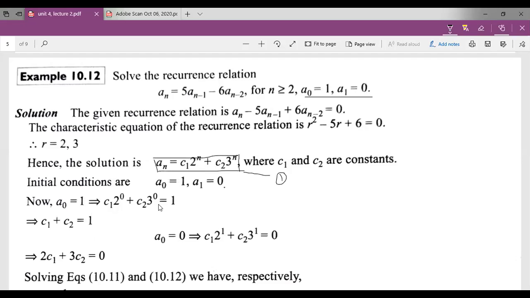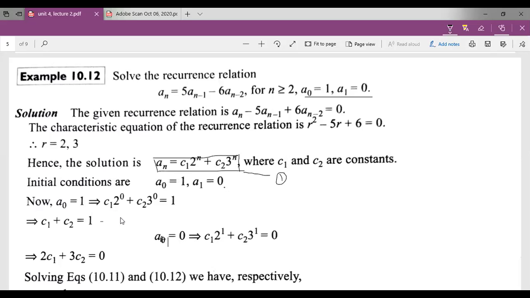Let it be equation 1. So we put n is equal to 1 in equation 1. We get a1 is equal to c1 2 power 1 plus c2 3 power 1. This is not a naught, this is a1. Okay, a1 is equal to 0. So c1 2 power 1 plus c2 3 power 1 is equal to 0. From this we get another equation, 2c1 plus 3c2 is equal to 0.